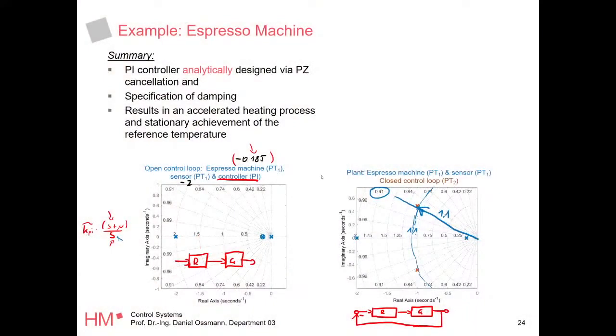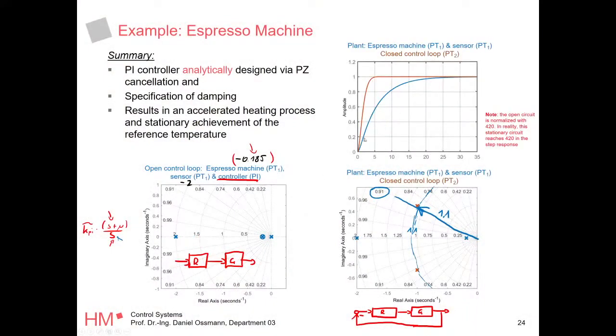Now let's look at the time responses, because ultimately we are human beings. We like to think in time responses, right? Not always poles and zeros. So let's see what the time response looks like. Okay, so the blue one is the original one, and to be fair, I scaled it with 420, right? I actually only want to show you the speed comparison. This one, obviously, if you put in 1 kilowatt in your espresso machine, goes to 420, but this would not have been very nice to plot, so I just divided the output by 420 just to show you the speed increase we achieved with our controller.